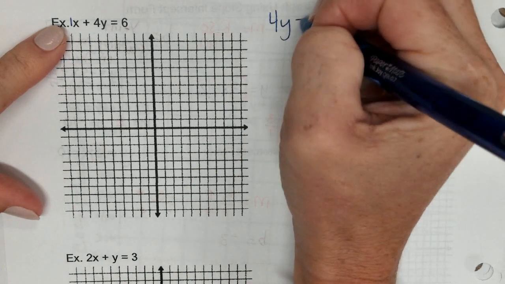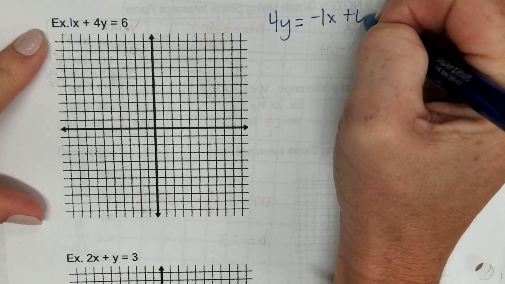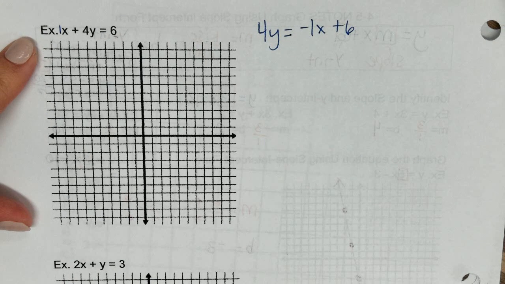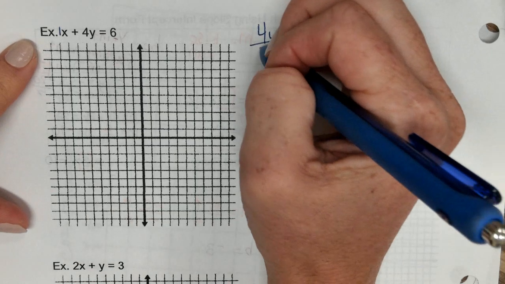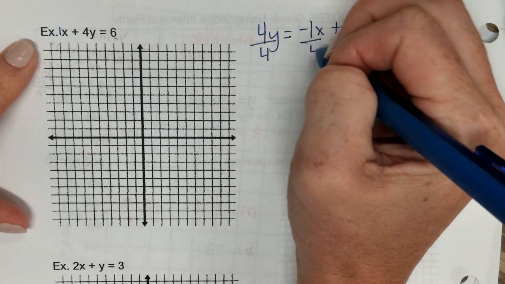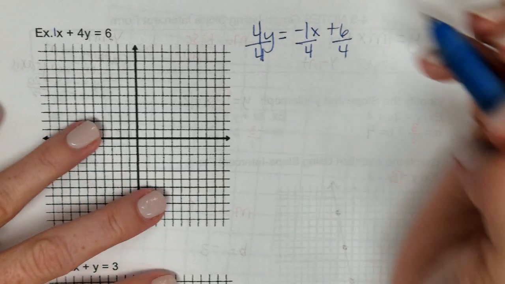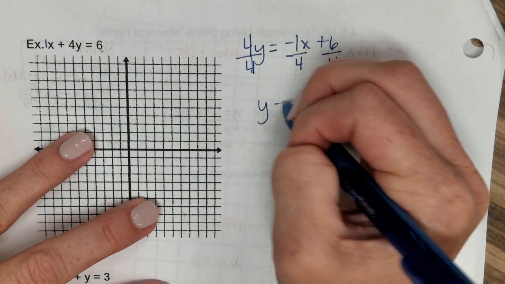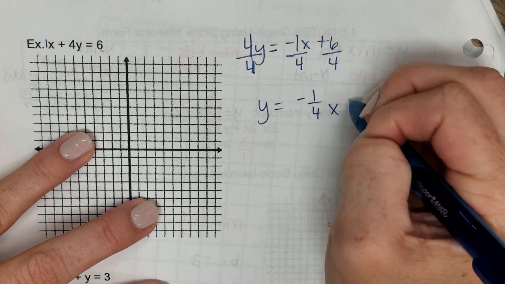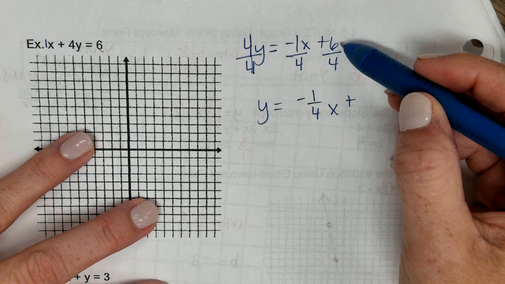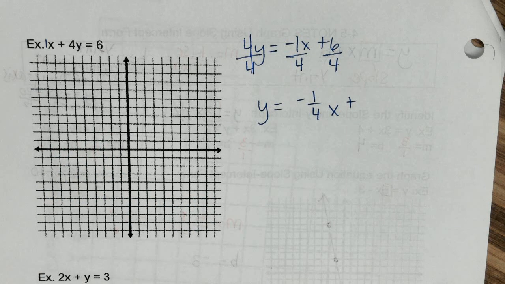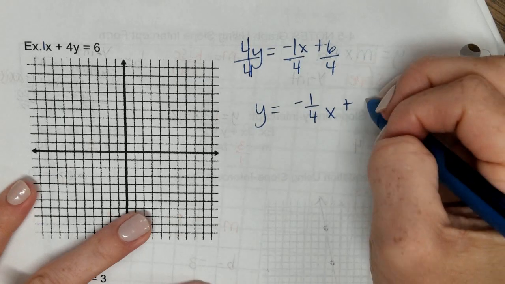So I have 4y equals negative 1x plus 6. How am I going to get rid of the 4? Divide everything by 4. So I have y equals negative 1/4 x plus, and I need to simplify 6/4. Since it's a y-intercept, I really don't want it as a fraction because I have to find it as my starting point. So shouldn't I make it a decimal? Yes, so 6/4 as a decimal is what? 1.5.